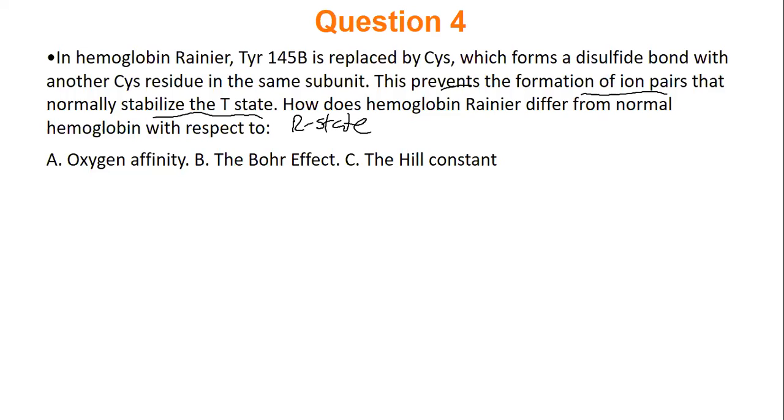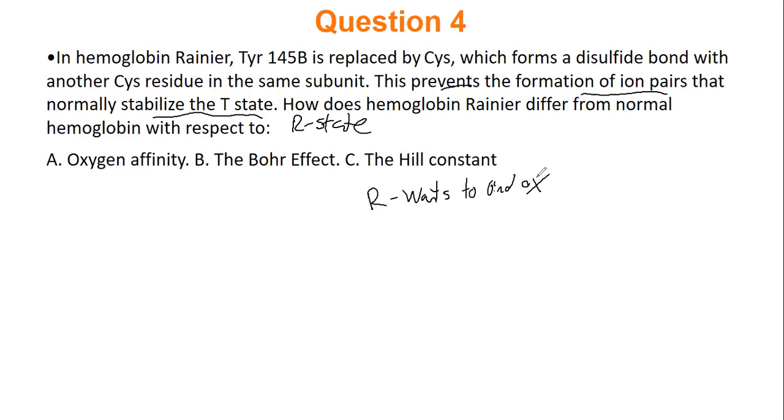So let's take a look at this now. So how does stabilizing the R state affect oxygen affinity? Oxygen affinity increases. That's correct, right? So the R state wants to bind oxygen, right? So if I want to bind oxygen all the time, then my affinity for oxygen will increase. I always want to be bound to oxygen. Basically, in Rainier, I really can't go back to the T state, so I always want to bind oxygen.